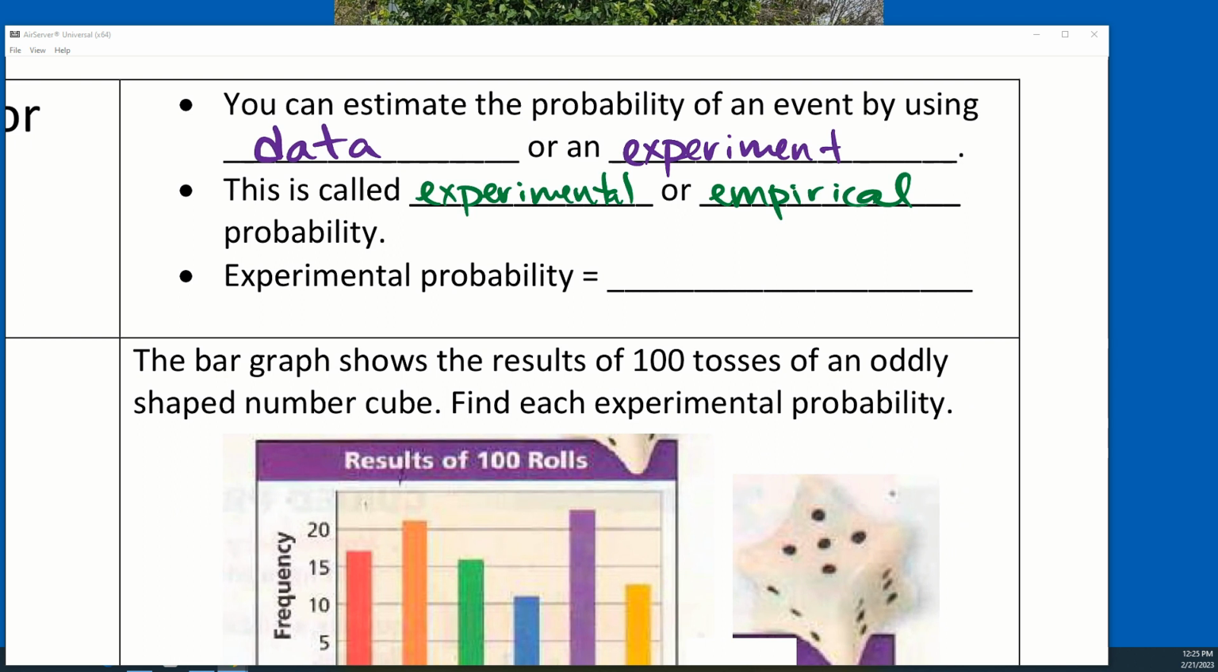And I think experimental probability might be a little bit easier than theoretical probability. Like you don't have to figure out the chances or the theory of how it would happen. You just use the results from the experiment. And it's going to be equal to the number of favorable outcomes over the total number of outcomes.